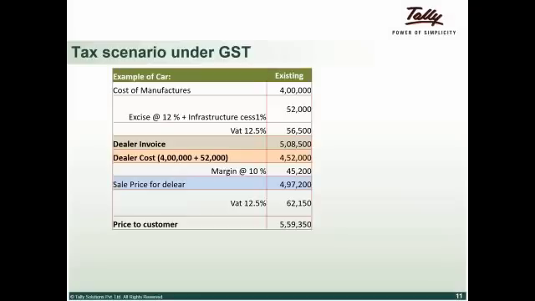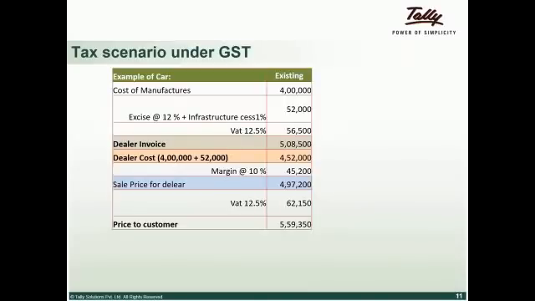The excise is at 12%, and then there is an infrastructure cess of 1% that is going to be applicable, right? So if you add this, the excise duty is going to be 52,000. Now VAT is computed on what? VAT is going to be computed on 4 lakh plus 52,000, so on 4 lakh 52,000, VAT is charged at 12.5%, which is 56,500. So what is going to be the total dealer invoice value, the amount the dealer pays the manufacturer? It is going to be 5,08,500. Right. Now the dealer has to add some margin to that, and finally sell it to the customer or the final consumer.